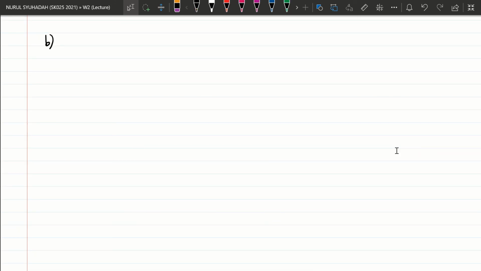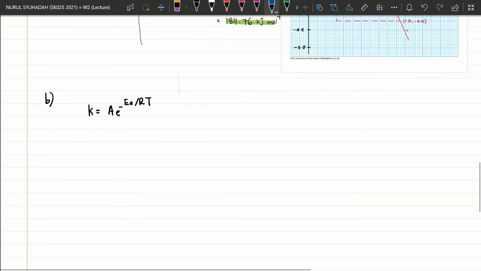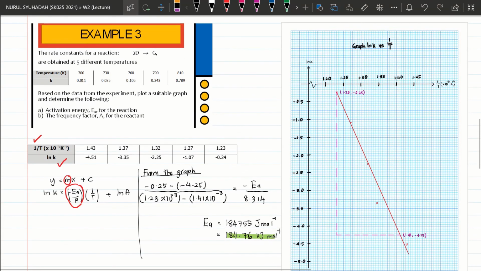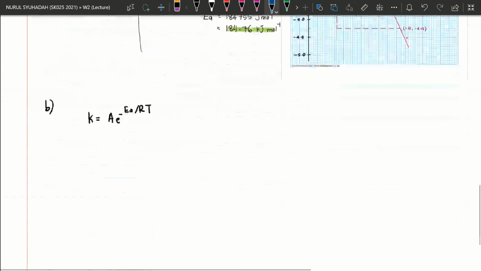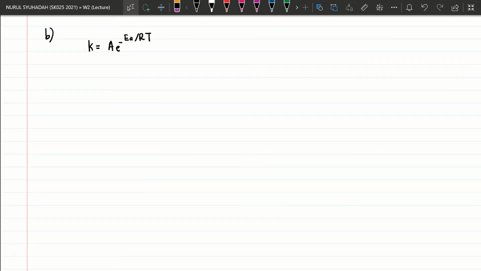For question B, we want to find the value of A, so let's use the Arrhenius equation. K equals A times e to the power of negative EA over RT. For this, choose any value of K and temperature from your question. What I mean is choose a pair. Let's say I choose the temperature as 700 Kelvin, so the value of K that I will use is 0.011. Substitute in our equation.